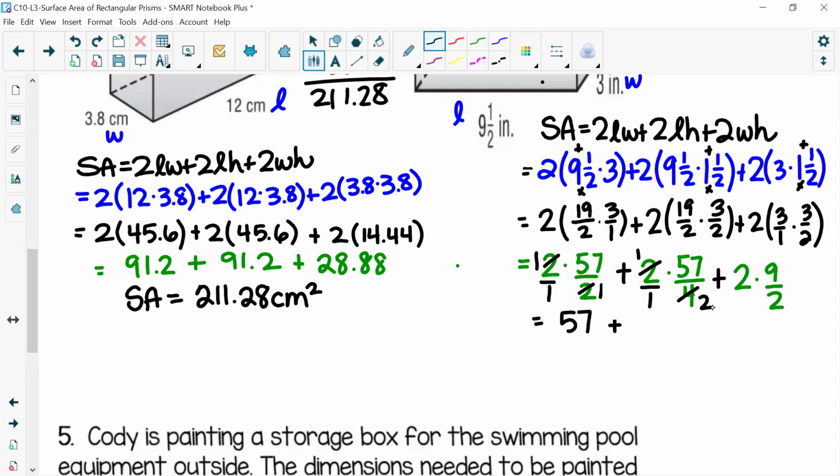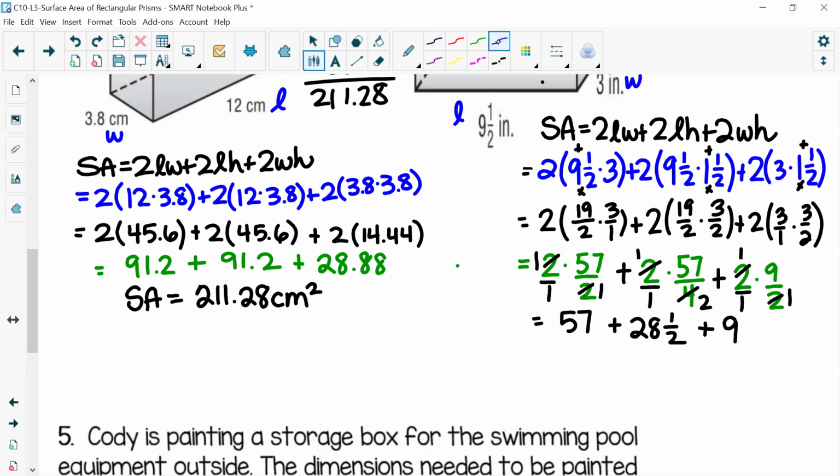So now I have 57 over 2, which means I'd have to turn it back into a mixed number because I'm going to be adding. So 2 can go into 57 28 times with 1 left over. So I can have 1/2 or 0.5 there. Next, I can cross cancel my 2's, leaving me a 9.